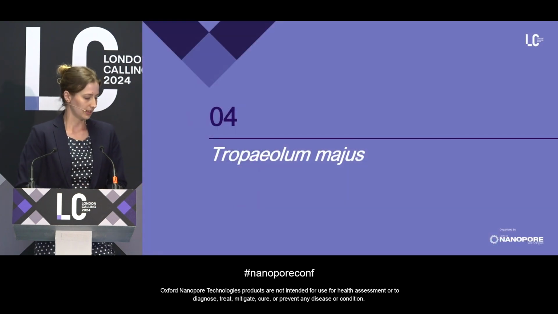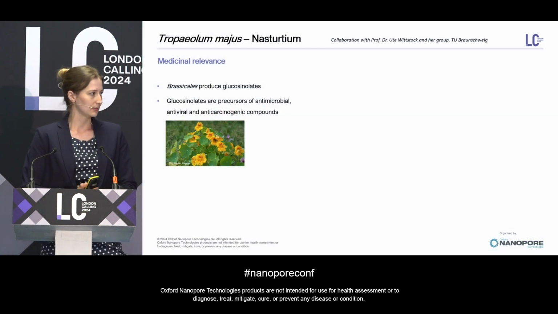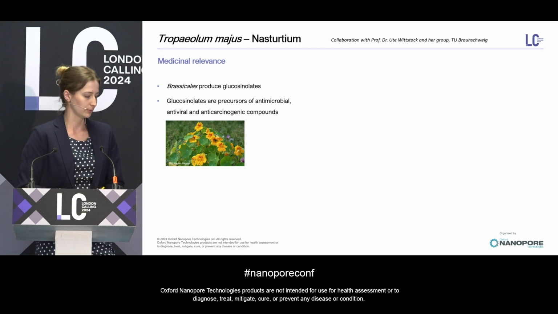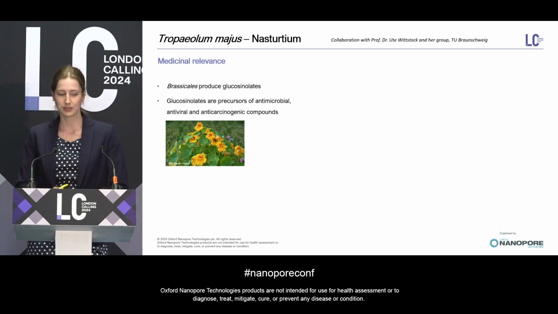And then to the next plant, which is Tropaeolum majus. It belongs to the Brassicales, which is a group of plants that produce glucosinolates. And glucosinolates are precursors of antimicrobial, antiviral, and also anti-carcinogenic compounds.